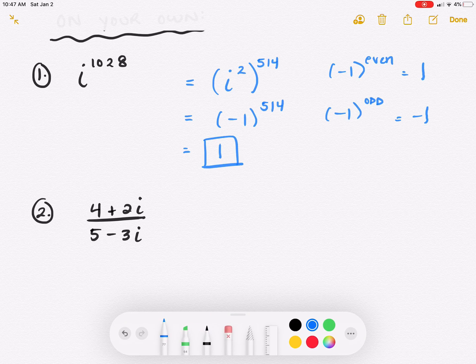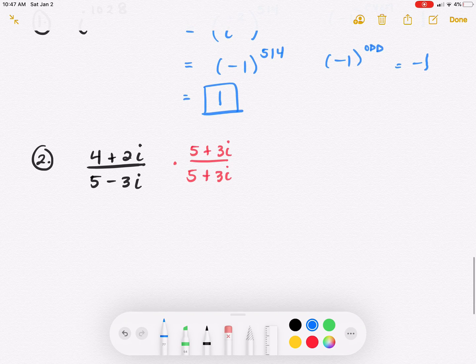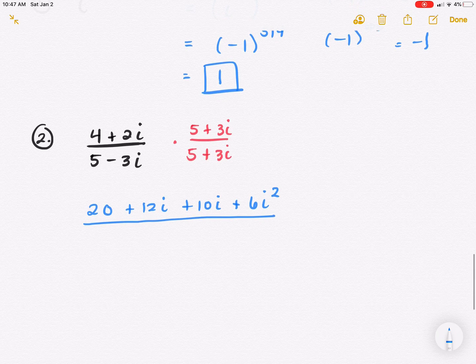All right, so for this problem, what we're going to do is multiply by the conjugate, 5 plus 3i over 5 plus 3i. All right, start double distributing, see what happens. So the numerator is going to be 20 plus 12i plus 10i, and 2i times 3i makes 6i squared. The denominator is going to be 5 times 5 plus 15i minus 15i, and be careful with this last part. It's always going to make a negative because there's always going to be one positive and one negative. This is going to be -9i squared.